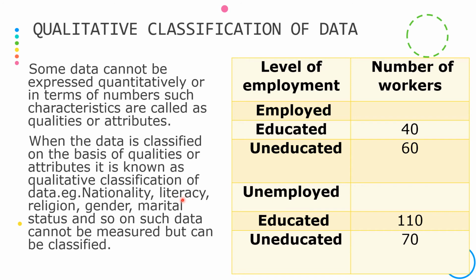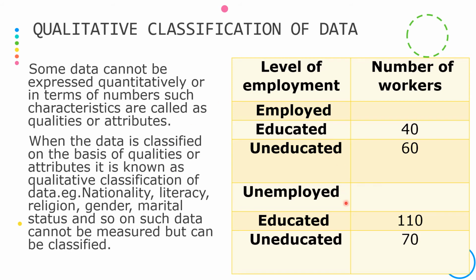Literacy. One could be literate or illiterate. Religion. One could be a Hindu, a Muslim, a Sikh, Jain. Gender. Male, female. Marital status. Single or married. And so on. Such data cannot be measured but can be classified.